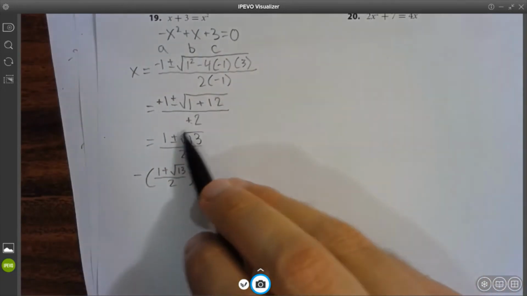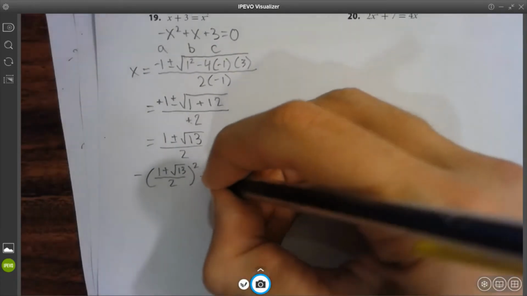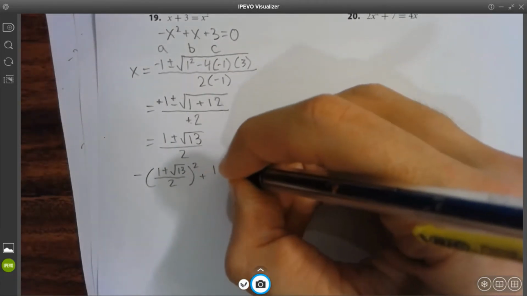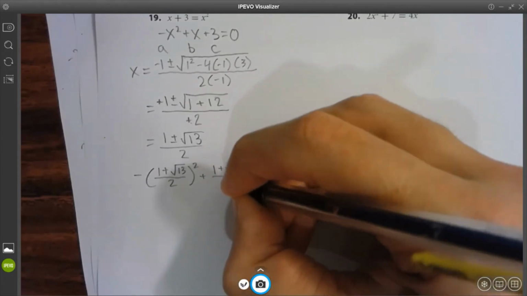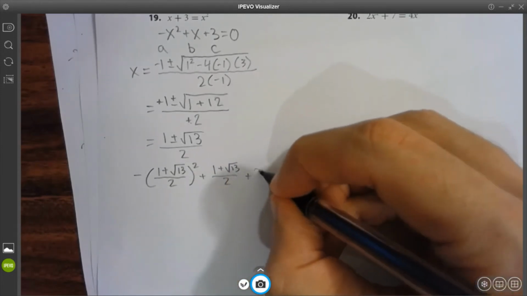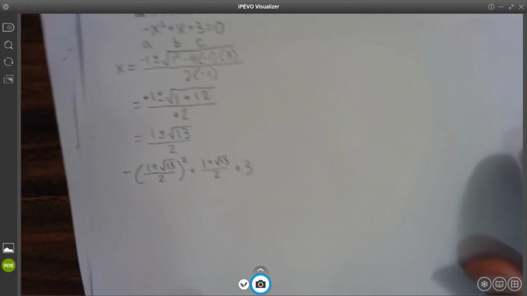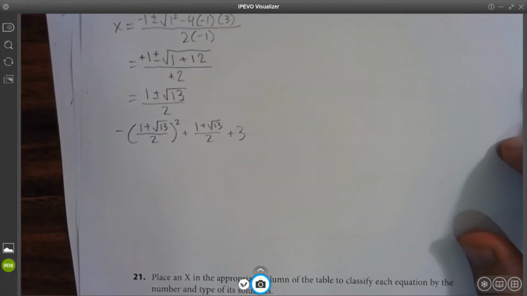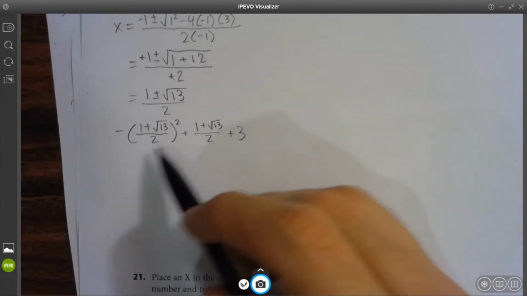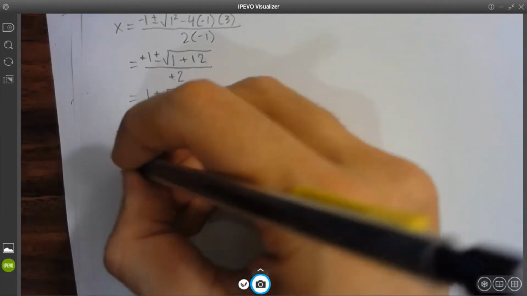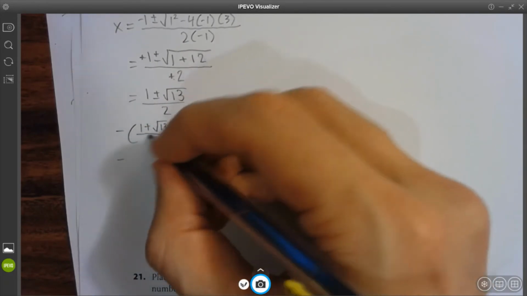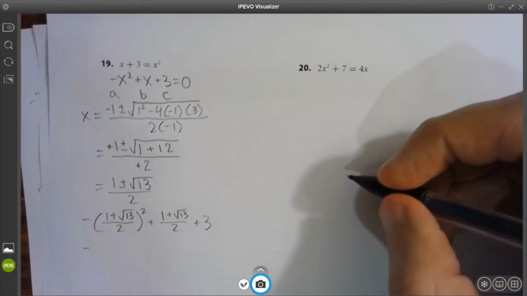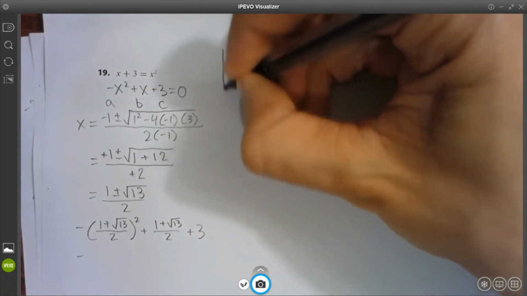Where are we? Plus that. Plus 3, and we should get 0. Okay, no problem. Let's square this stuff. We get negative. Let's box method that stuff wherever I have space to do so.